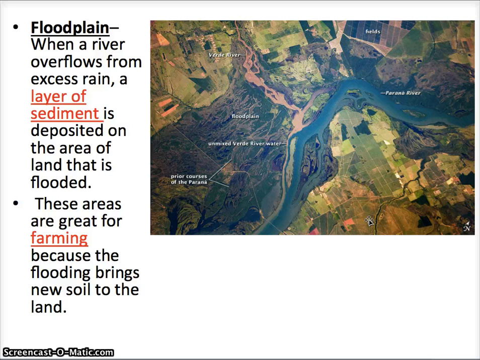Another type of river deposition is a floodplain. Sometimes when it rains, the rivers will overflow with water, and when it overflows, it will carry some of the sediment from the river into an area next to it, and that's a floodplain. You can see in this picture, here's the river, and right next to it is a floodplain. And floodplains are great because they carry some of the rich sediment from the river into the land, and it's great for farming because it has really rich soil and sediment from the river.